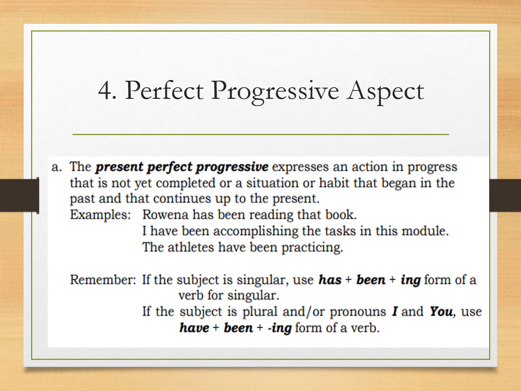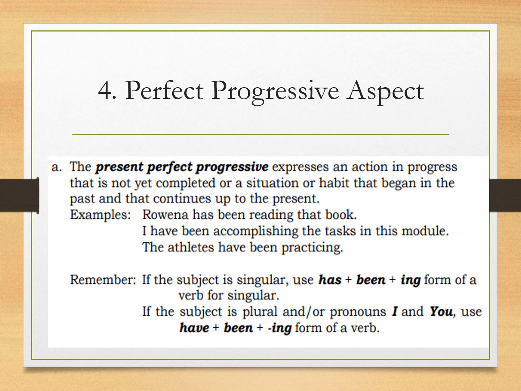Let's move on now to the perfect progressive aspect. Under the perfect progressive aspect, we have the present perfect progressive for letter A. It expresses an action in progress that has not yet been completed or a situation or habit that began in the past and that continues up to the present. Examples, we have Rowena has been reading that book. I have been accomplishing the task in this module. And another example, the athletes have been practicing.